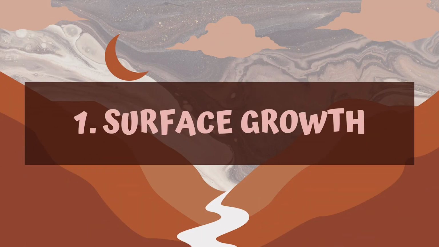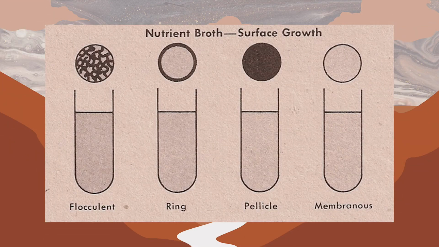So let us start with the surface of our media. We are to expect 5 outcomes, which are clear, membranous, pellicle, ring, or flocculent. Let's start with the left side. First on the left, we have flocculent. Flocculent is a type of surface buildup that consists of numerous small, irregularly shaped growth. This looks like a bunch of small islands floating near but not touching one another.